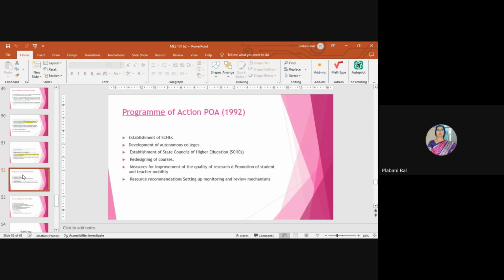Then what were the recommendations of Ramurthy committee? So what is there in program of action 92? Finally, it is the result of this Ramurthy committee and Janardhan Reddy committee report. So what are the recommendations of Ramurthy committee?